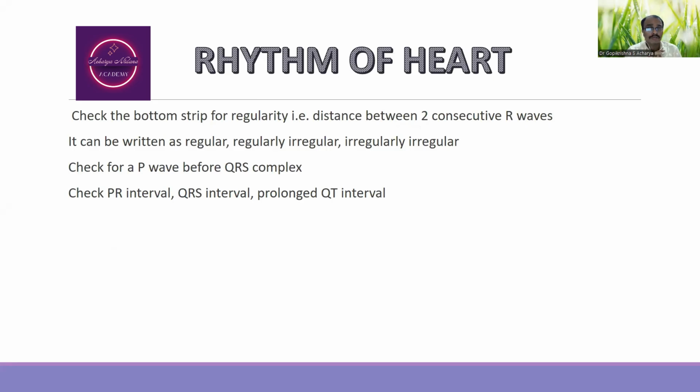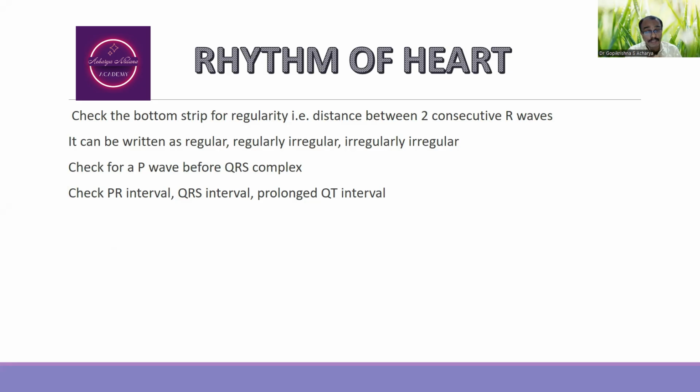When you think about the rhythm of the heart, it is basically recorded based on the bottom strip, or otherwise termed the rhythm strip. Here we are going to see the distance between two consecutive R waves. It has to be written as either regular, regularly irregular, or irregularly irregular. And the next thing you have to note is to check for a P wave before the QRS complex.